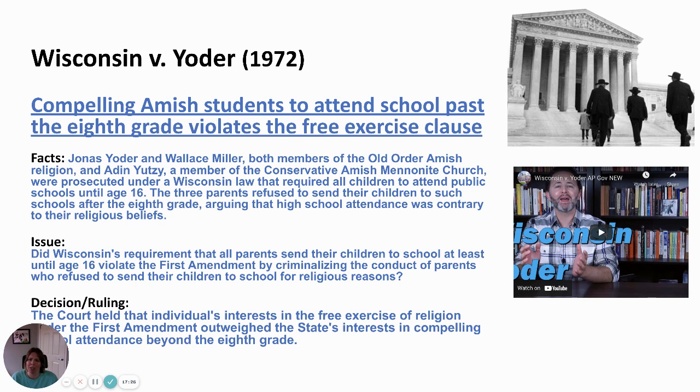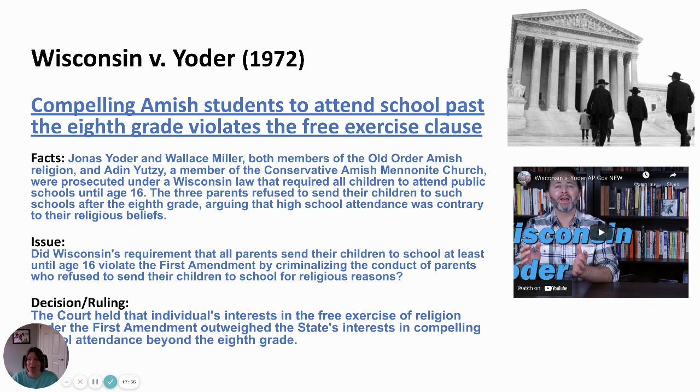The Yoders were an Amish family. In the Amish community, they don't believe in the use of electricity, and they also live in very tight-knit communities. And so the Amish family, the Yoders, didn't want their kids being forced to go to school past the 8th grade. But Wisconsin had a state law requiring that. So you had Jonas Yoder and Wallace Miller, both members of this Amish religion, who were prosecuted under this Wisconsin law that required all children to attend public schools until age 16.